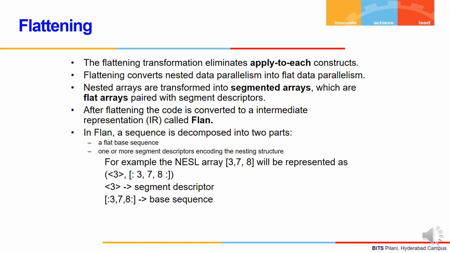After flattening the code, the program is converted to an intermediate representation, which is called Flan. In Flan, a sequence is decomposed into two parts: one, a flat base sequence, and two, one or more segment descriptors encoding the nested structure. For example, the NESL array will be represented as shown, where the first string represents the segment descriptor and the second string represents the base sequence.